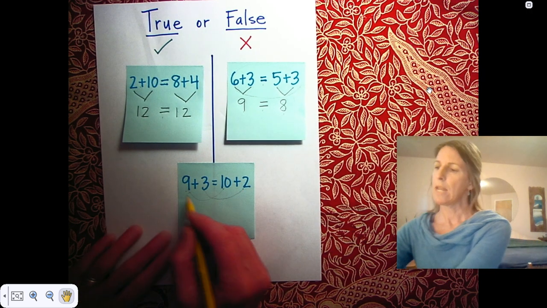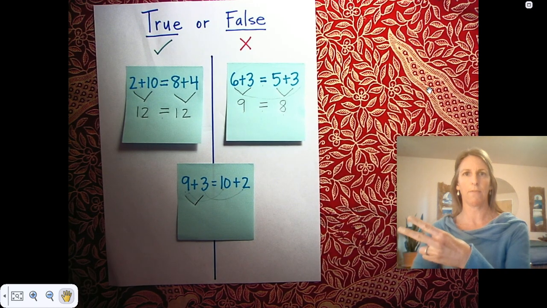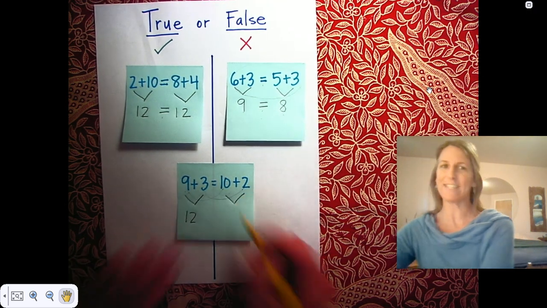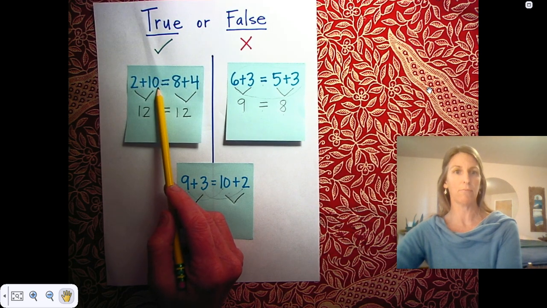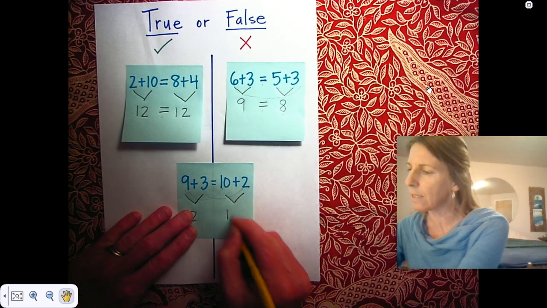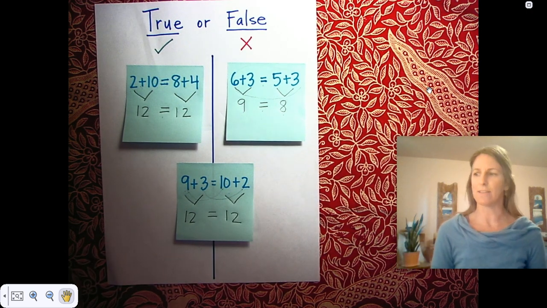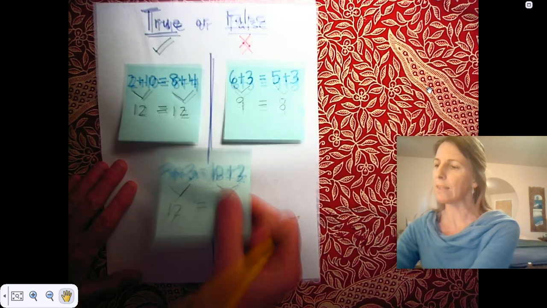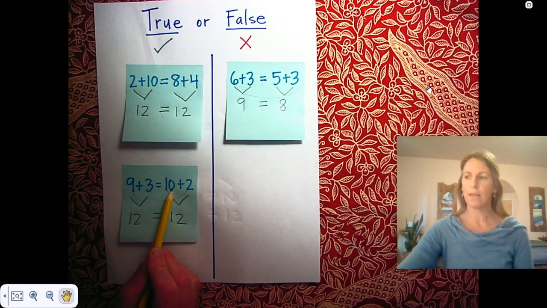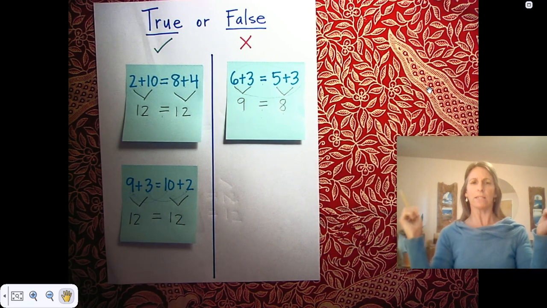Let's just prove it. 9 plus 3. We can count on to prove it. 9, 10, 11, 12. Yep. 10 plus 2. We just did this right here. We did 2 plus 10. That's the same as 10 plus 2. It's adding with tens. We know that really quickly. 12 equals 12. Oh, yes, it does. Another true. And look at that. That cool adding with 9 strategy works. Turn the 9 into a 10 and turn the other number into 1 less. Love it. Love these strategies.